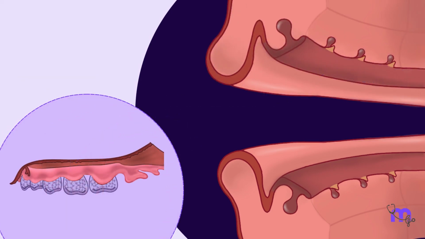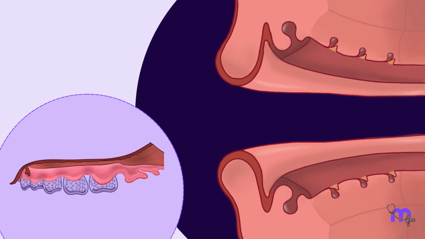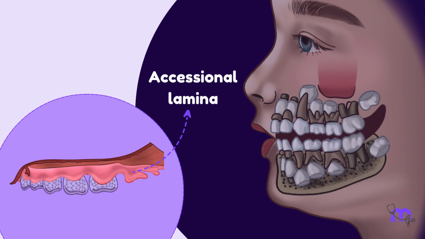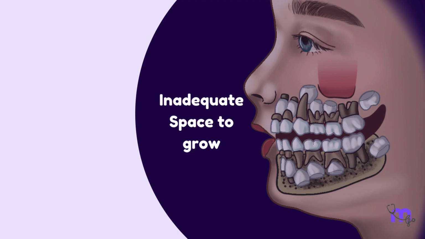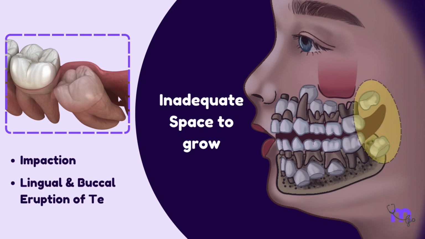The second growth pattern is the extension of the dental lamina into the distal region, that is, backward, which forms an additional lamina referred to as the accessional lamina. This gives rise to the permanent molars and plays a vital role in guiding their position in the mandibular ramus and the maxillary tuberosity. Note that the permanent molars do not have a deciduous counterpart to develop from a lingual extension. In cases of insufficient distal extension, where the tooth lacks adequate space to grow, complications such as impaction and lingual or buccal eruption of teeth can occur.